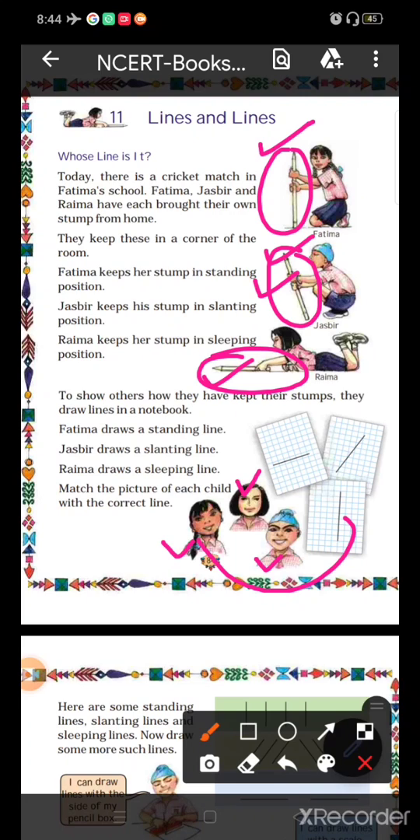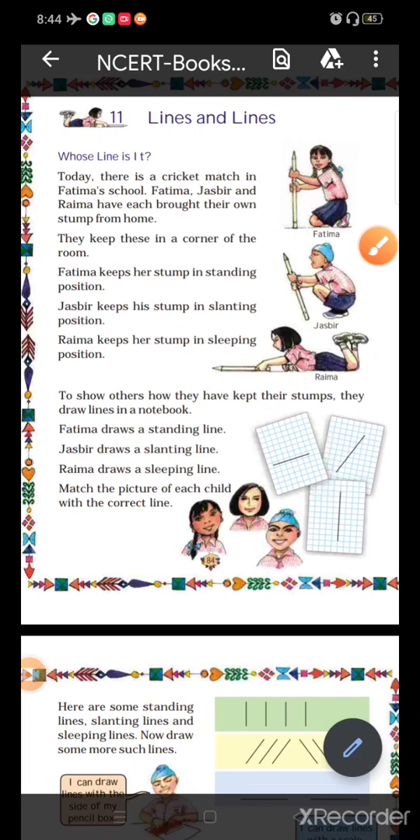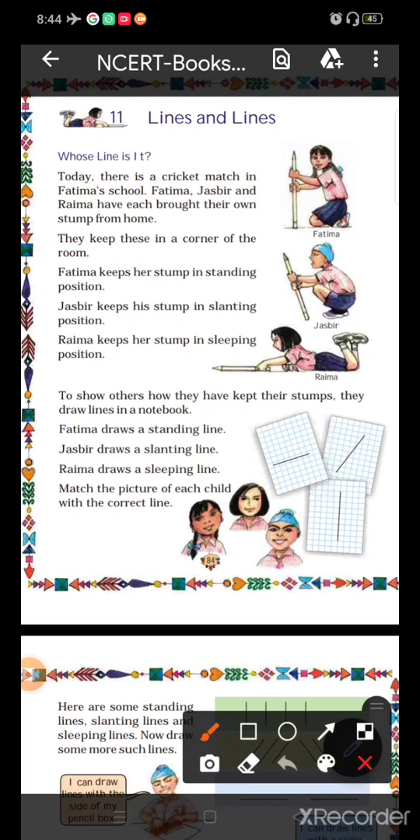Then, Raima draws a sleeping line. So, you can match Raima with this notebook. And Jasbir draws a slanting line. So, you will match Jasbir with this notebook. Okay. You will match Fatima with standing line, Raima with sleeping line and Jasbir with slanting line. Okay, like this you will complete this page.